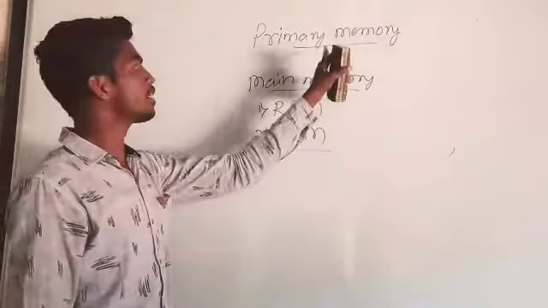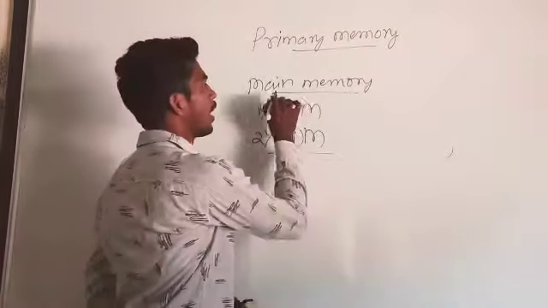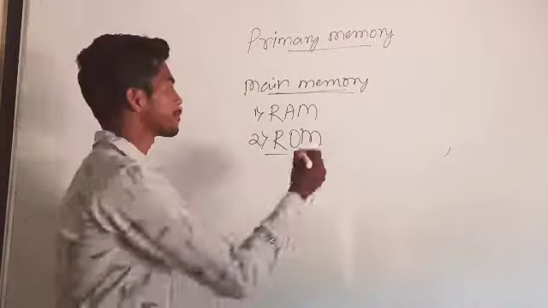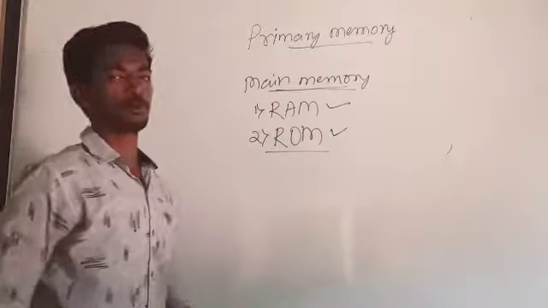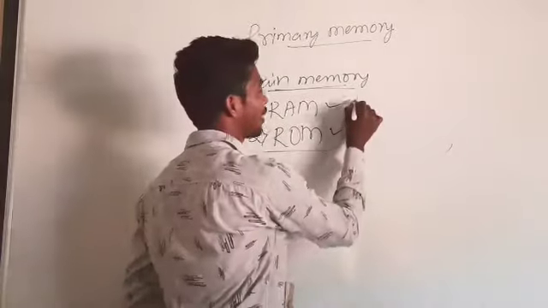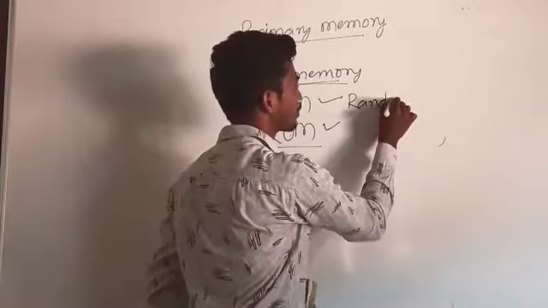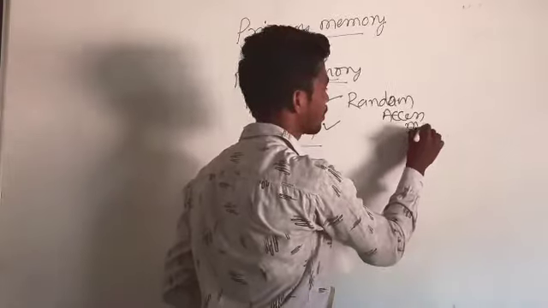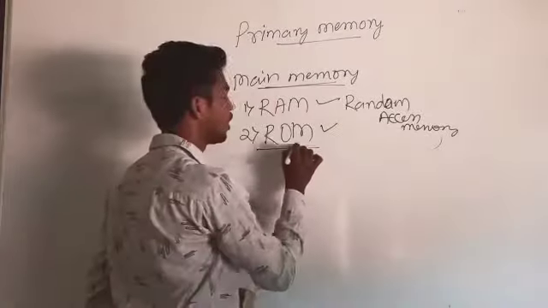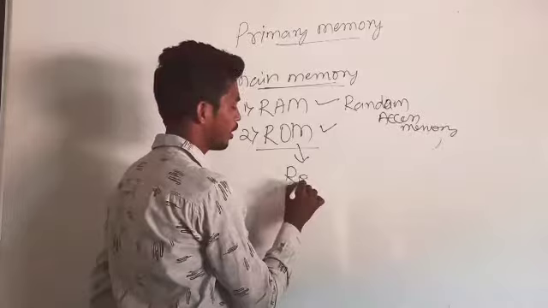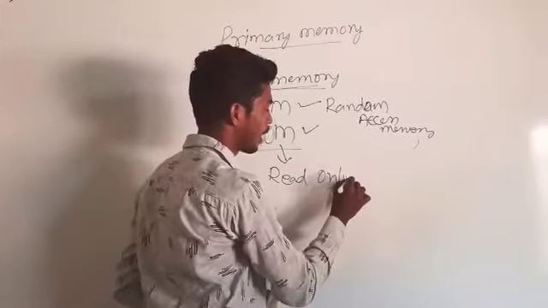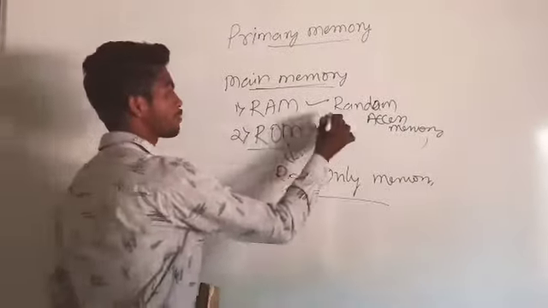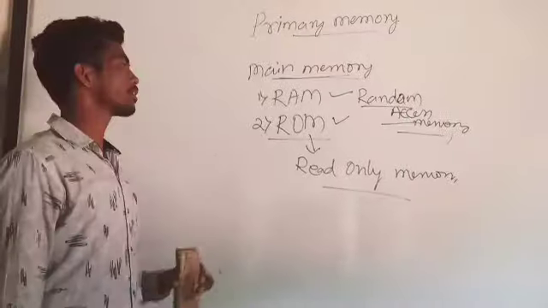This primary memory is a type of internal memory, and it's also called the main memory of a computer. It has two different types: one is RAM and the other is ROM. RAM means random access memory, and ROM refers to read only memory. And we have a brief explanation about these two memories now.